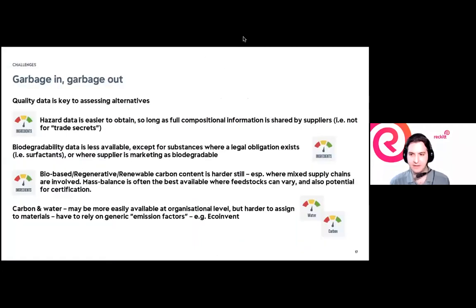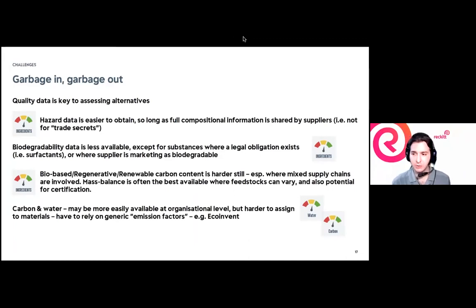And as I've alluded, data is probably one of the key challenges from our perspective, in particular when it comes to our assessment of ingredients. Hazard data is relatively easier to obtain, but only if we have the full composition of our raw materials provided to us by the suppliers. So where we don't have trade secrets or materials that are deemed by the supplier to not be hazardous and therefore not fully shared.